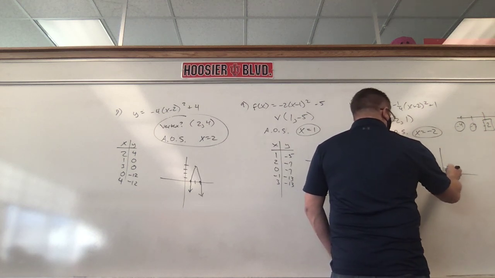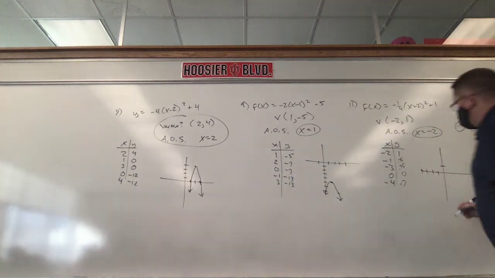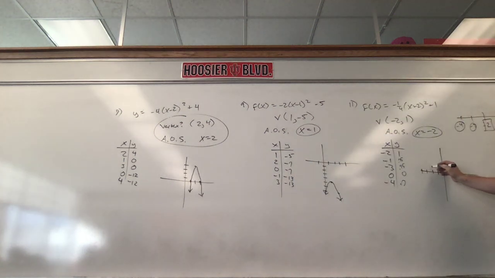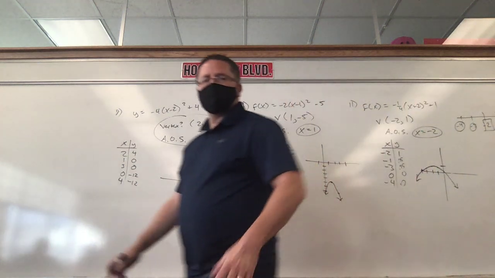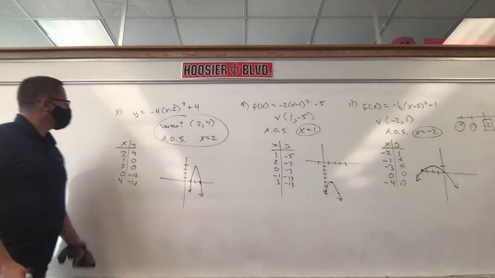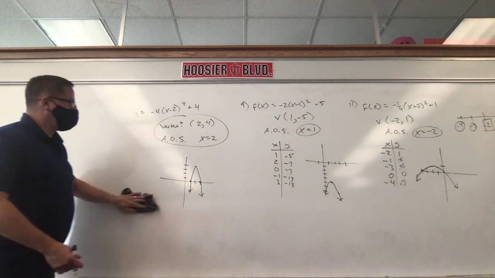How far do we have to go? Only up 1. So we have negative 2, 1, back 2, up 1. Negative 1, up 3/4. Negative 3, up 3/4. 0, 0, negative 4, 0. And like Leland said, we got some super fat graph here. And it should have been fat, because 1/4 is smaller than 1.